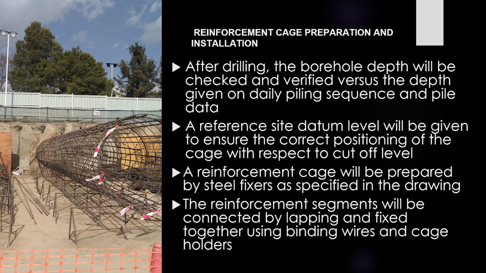So this is the on-site prepared cage, as you see in the figure. Finally, the reinforcement segments are connected by lapping and securely fixed together using binding wires and cage welders. Sometimes not only binding wires, but welding can be applied for strong bonding between the reinforcement bars. These steps are essential for ensuring what? The structural integrity of our piles. So stay tuned for more insights in the next slide.